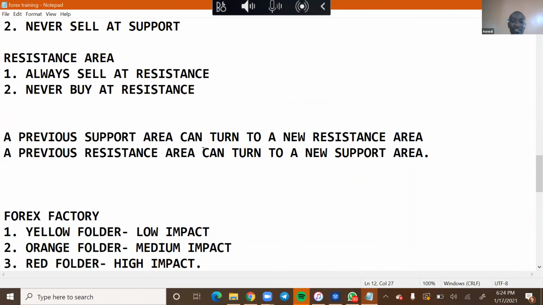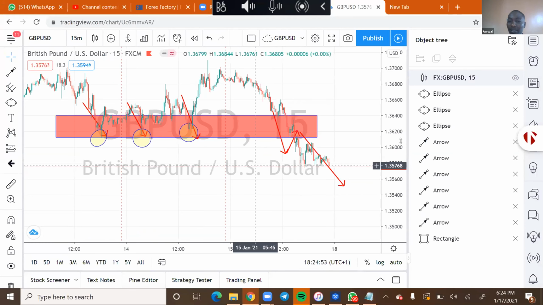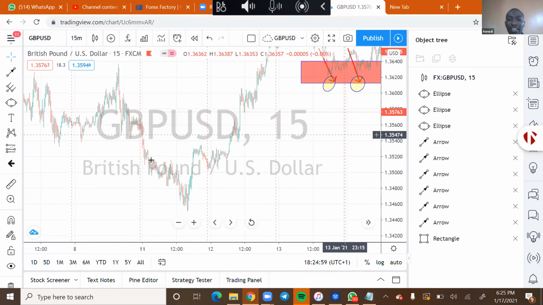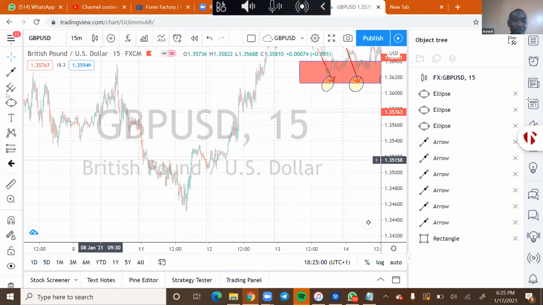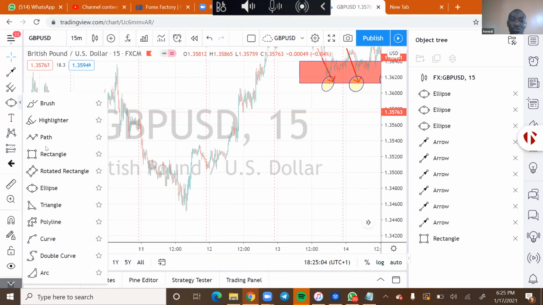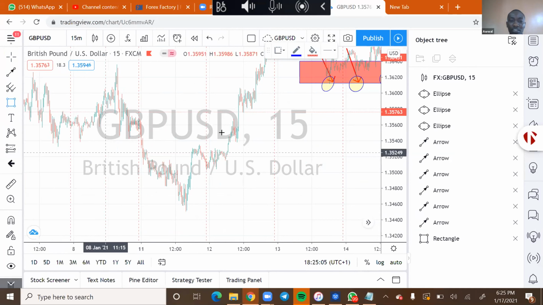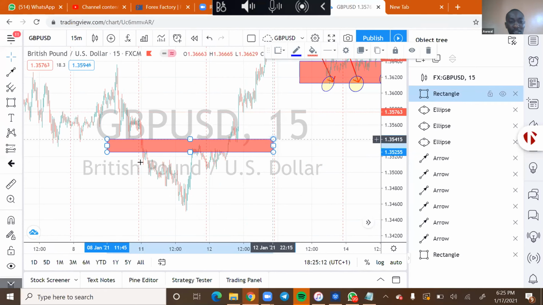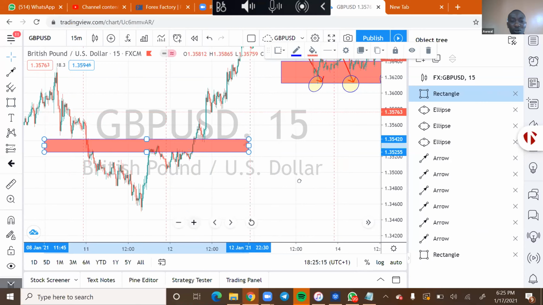A previous resistance area can also turn into a support area. What this basically means is that at a particular point in time, the market is going to break a support and resistance area. A support and resistance area would not hold for life. It's just like you applying pressure on your ceiling. What will happen? Your ceiling will break. So at the same time, support and resistance areas would also break.